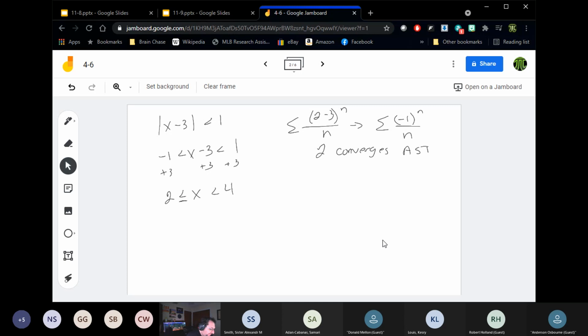Now I also have to try the 4. So if I do 4 minus 3 to the n over n, that goes to the summation of 1 over n. Now 1 over n, that right there is the harmonic series, and the harmonic series diverges. So I'm not going to change the 4. So this series converges when 2 is less than or equal to x, which is less than 4.